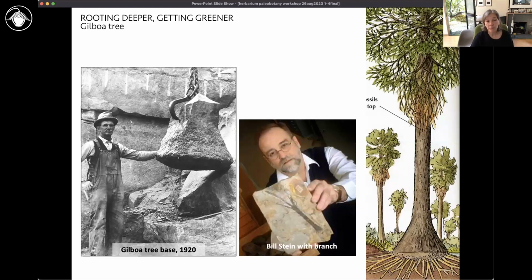More of them have been found, but you can imagine when you find them like this, you have no clue what the top looks like. So relatively recently, they finally found material in one of the quarries that indicated what the upper part of the tree looked like. They found not exactly this part, but yeah, the whole canopy, including some of the branches that came off of it. So Bill Stein is one of those researchers that study that material, and here he is holding a branch in the middle.